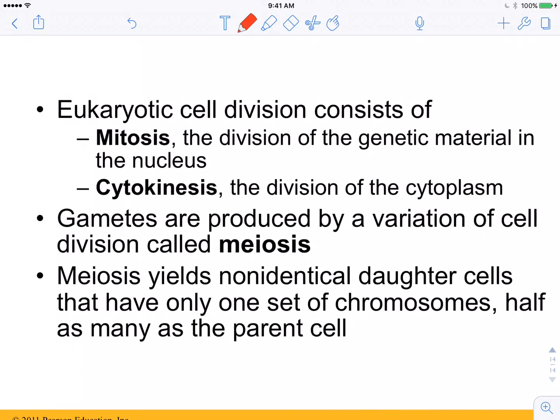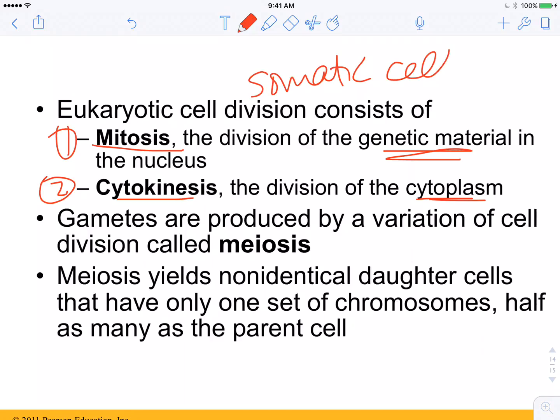Eukaryotic cell division has two parts. One is mitosis, and this is division of the DNA, or division of the nucleus, the genetic material. The second half is cytokinesis, which is division of the cytoplasm. Again, this is how cell division works in somatic cells. Division to produce gametes is called meiosis, and we'll learn about that in Chapter 13.